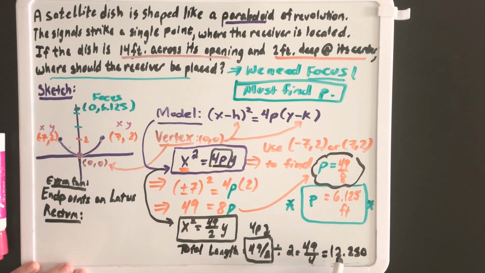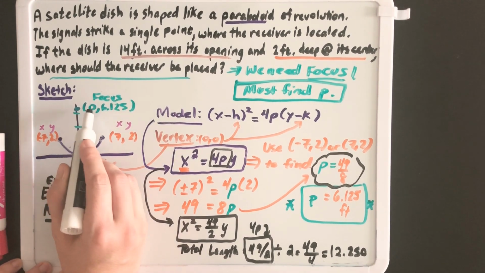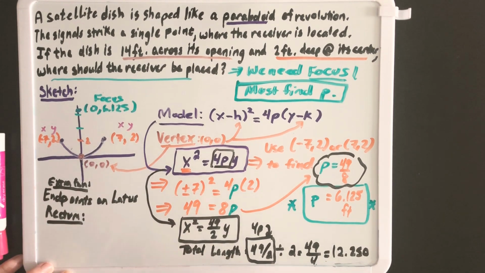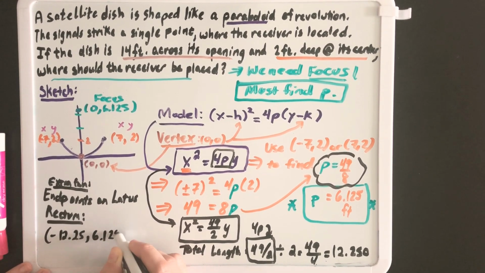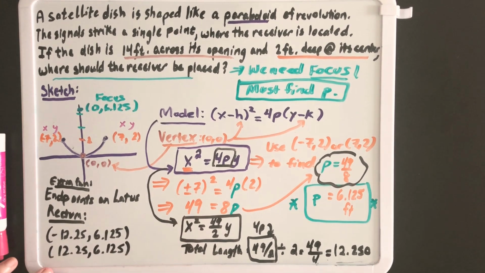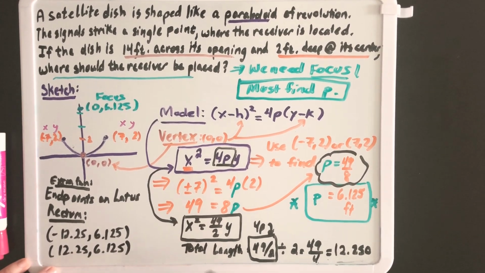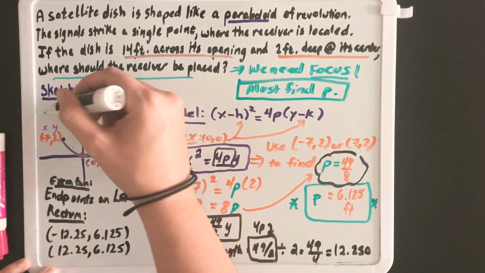And since 2p in this case is going to be 12.250, the endpoints of the latus rectum would start at 0, 6.125, and go to the right 12.250 and to the left 12.250. So you should be getting negative 12.25, comma 6.125, as well as positive 12.25, comma, 6.125. Okay, again, that was extra information, but I just want you to see the difference. These locations would have been up here somewhere and over here somewhere, okay?